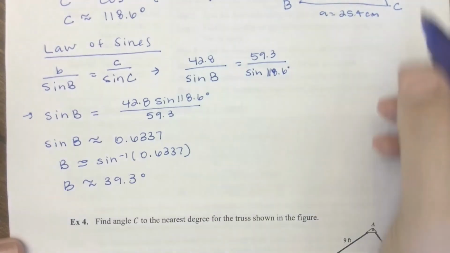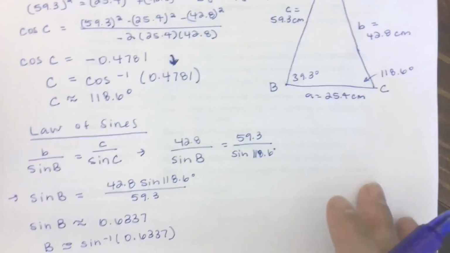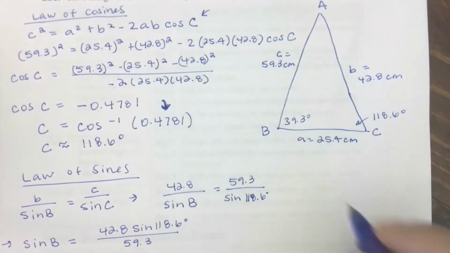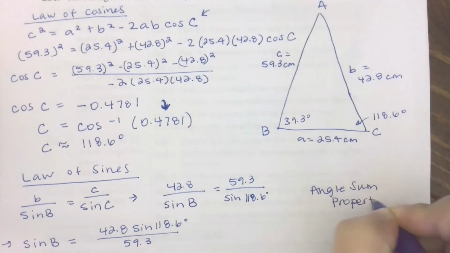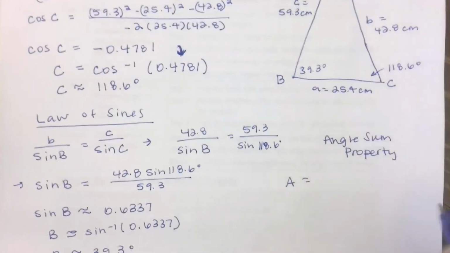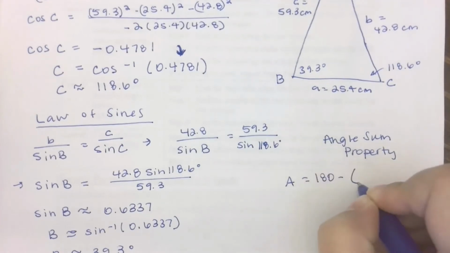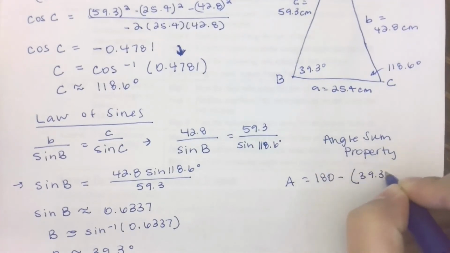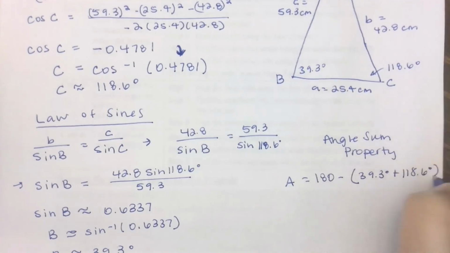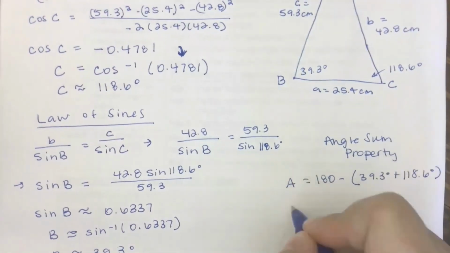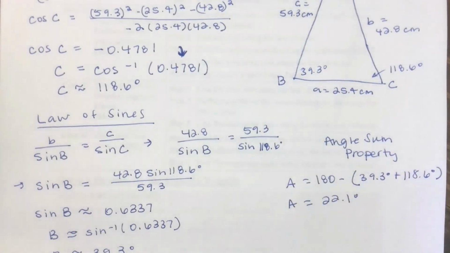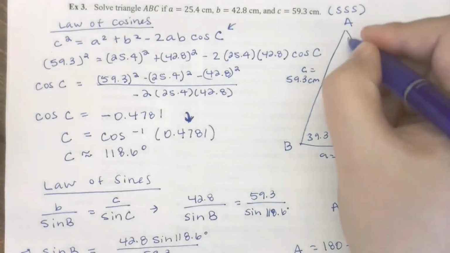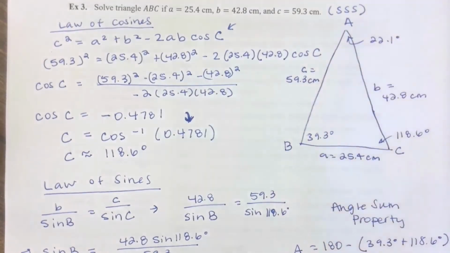Okay, and then for the last angle, angle A, the last angle that we are missing, we are going to use the angle sum property again. So that means that A is equal to 180 degrees minus 39.3 degrees plus 118.6 degrees, so angle B and then angle C. So A is 22.1 degrees. Okay, so we found all of our angles, so now our triangle is solved.